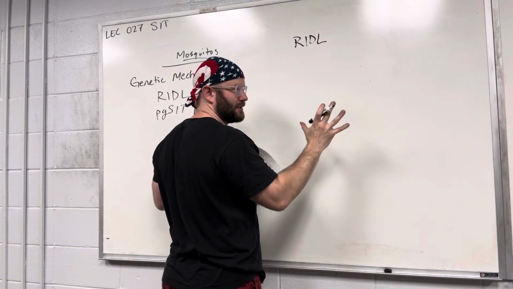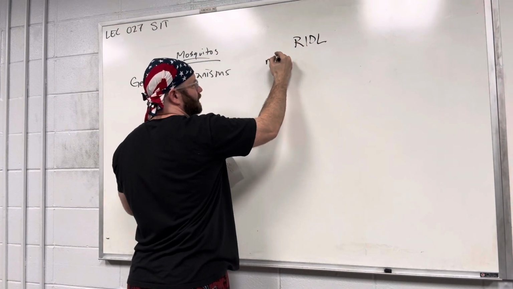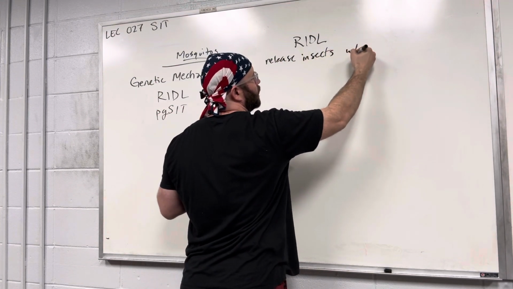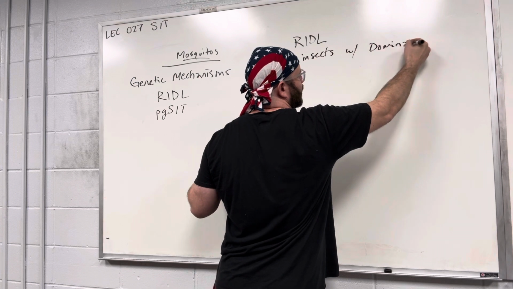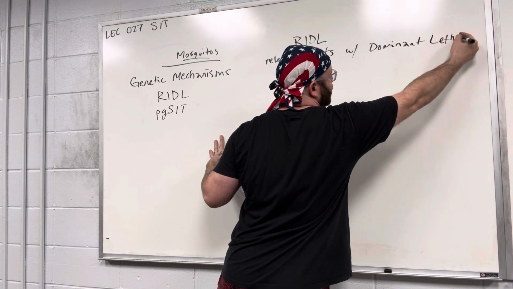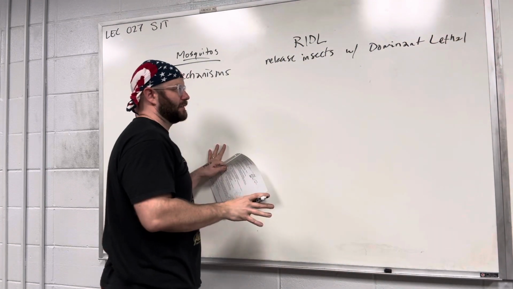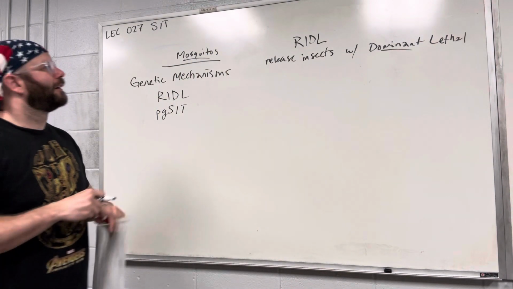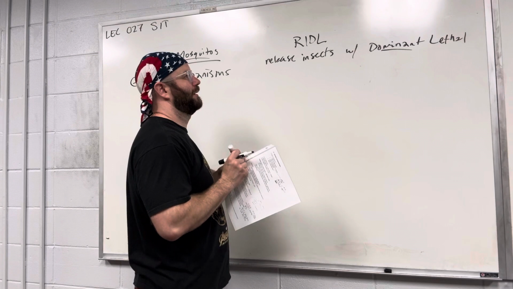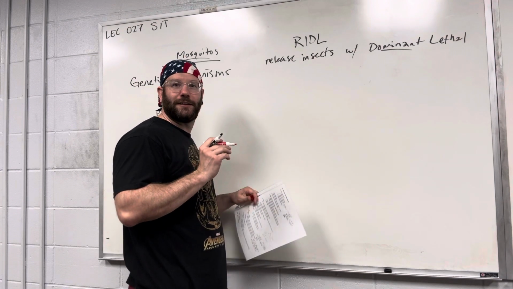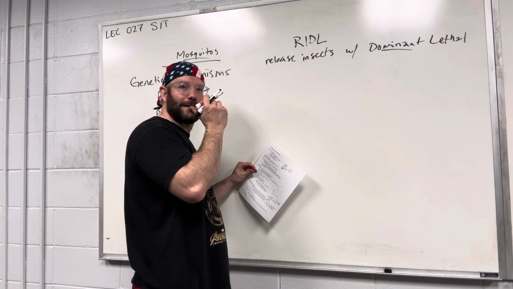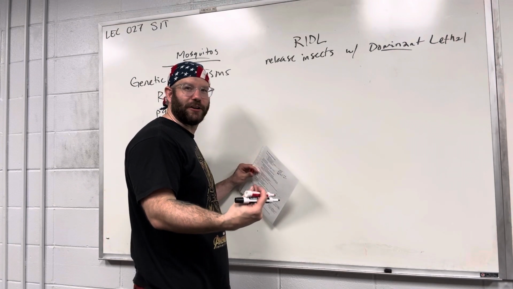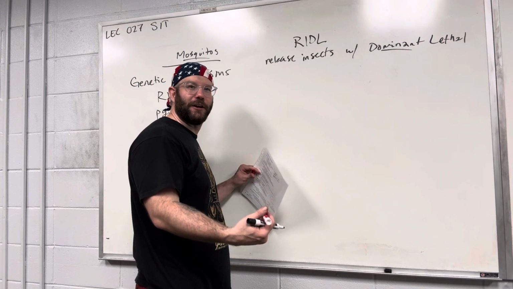So now we're getting into the genetics. Riddle stands for release of insects with a dominant lethal. Okay, so let's think this through. What does dominant mean in genetics? It's the phenotype that takes over. Yes. It's in relation to a copy number in some way. Tell me about the copy number.